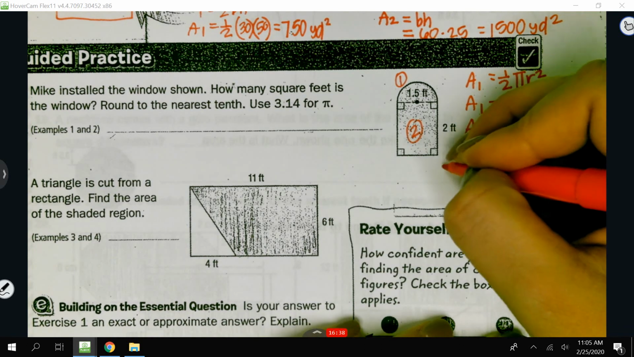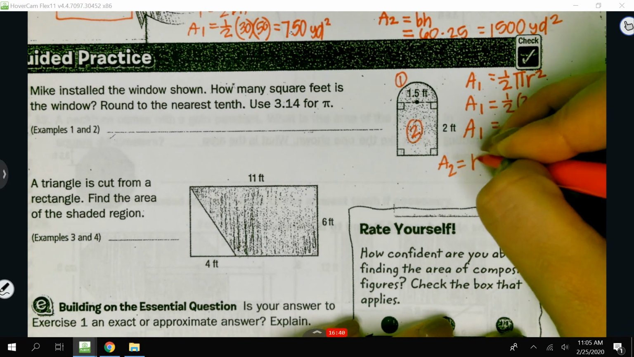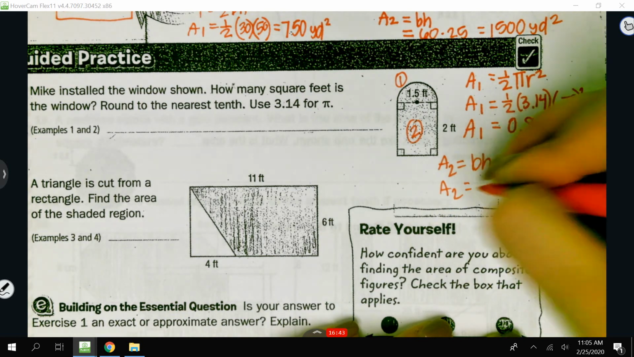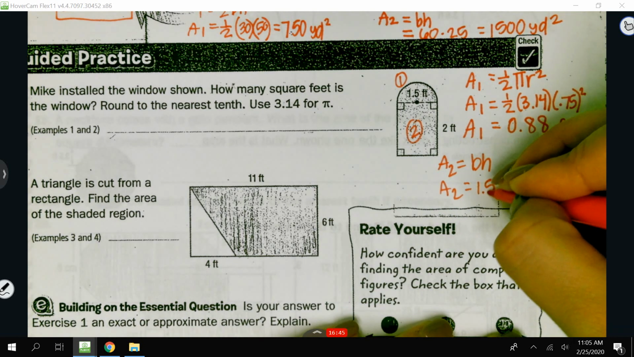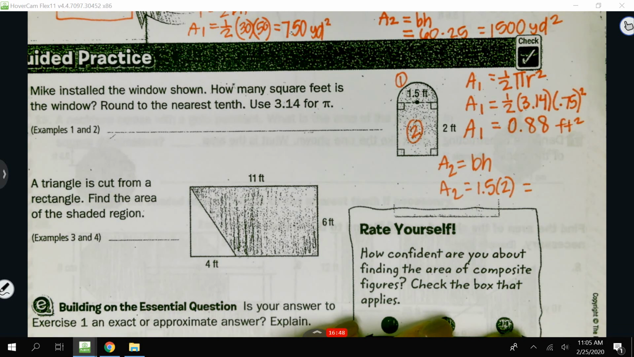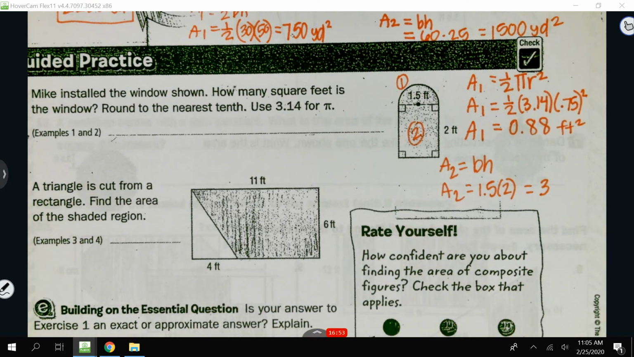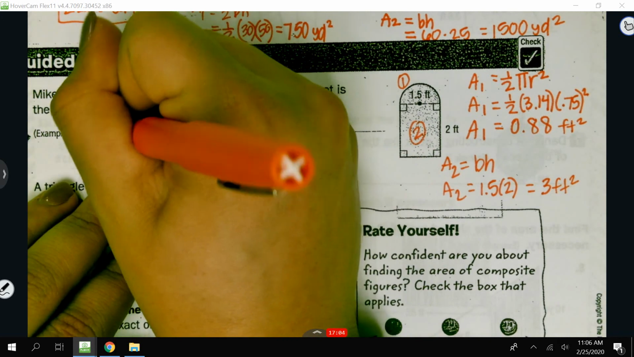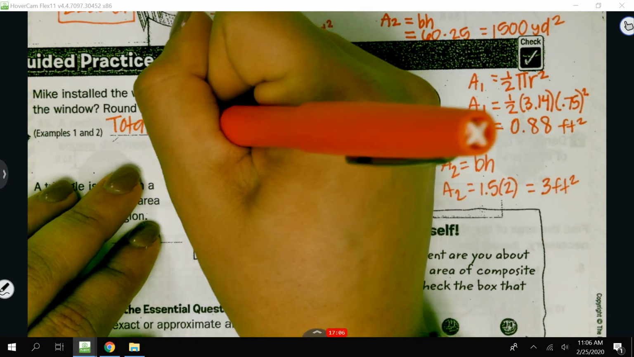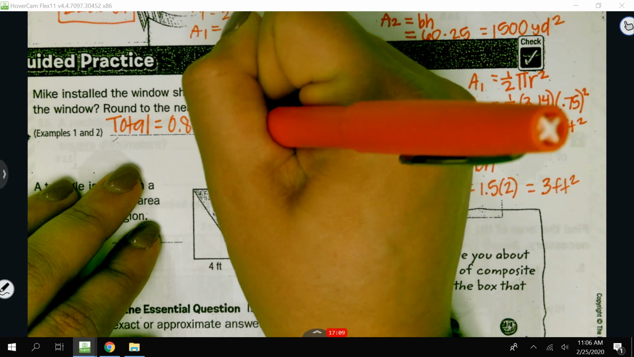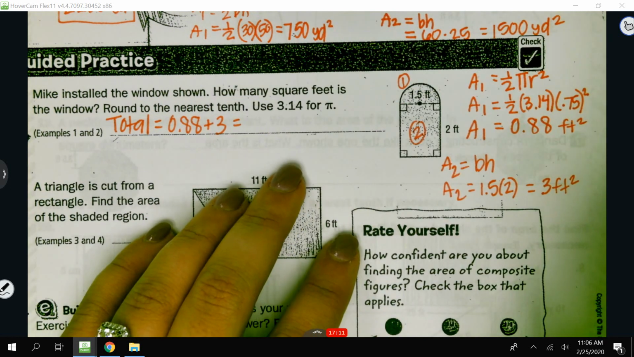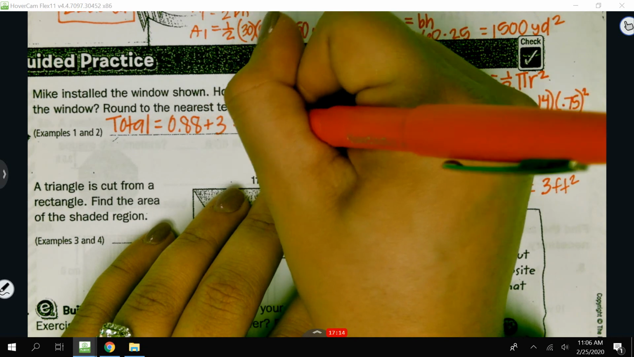So then area of my rectangle, what is that going to be? 1.5 times 2. What's 15 times 2? 30. So move the decimal. Should be 3. Okay. So total would be 0.88 plus 3, which would just be 3.88, right?